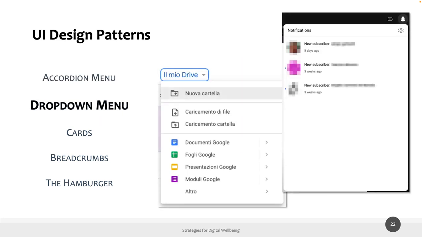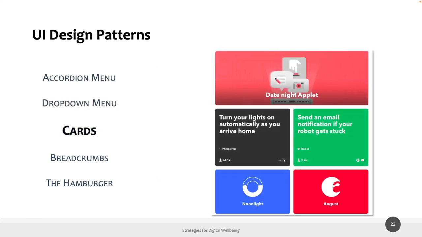The drop-down menu, again, it's useful when you have to collapse all the items of a menu behind a unique keyword, a unique label. So I click on My Drive, and then there is a drop down with the menu. Cards, another design pattern very common, especially in websites, but also in mobile applications. So with cards, you can group coherent elements within a card, as the name suggests. You can use different colors, and cards may contain images, titles, descriptions, buttons, and so on. It's a sort of grouping element for improving the design of user interfaces.